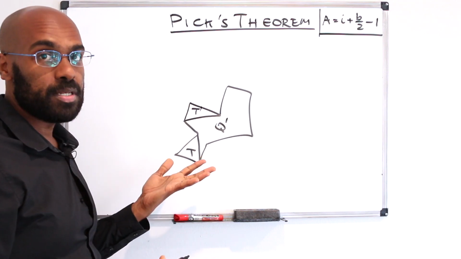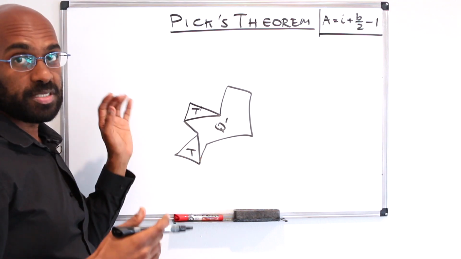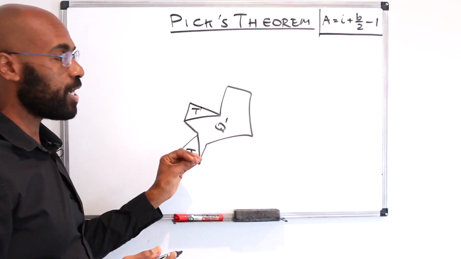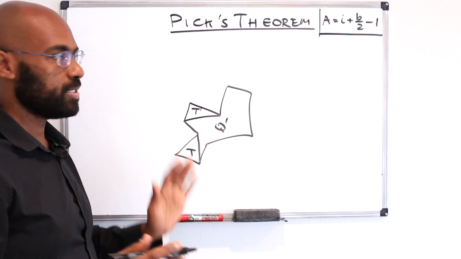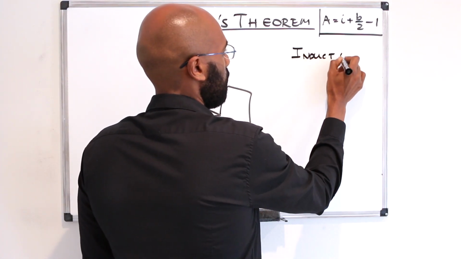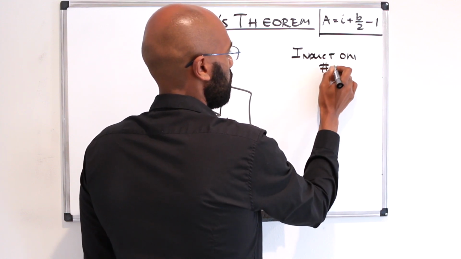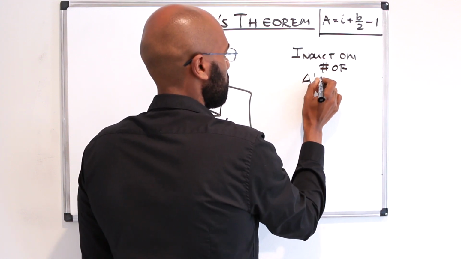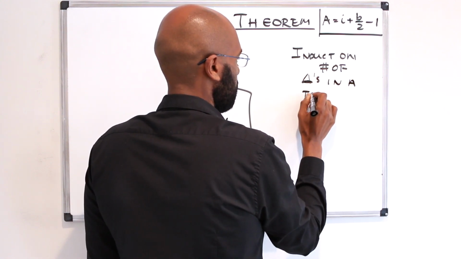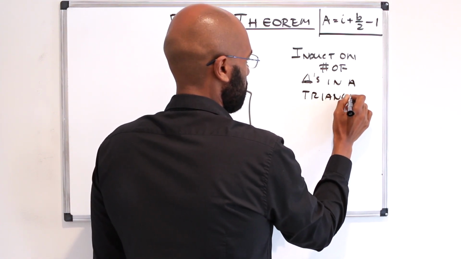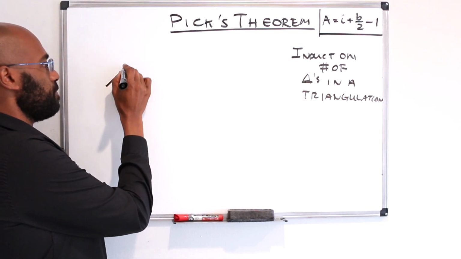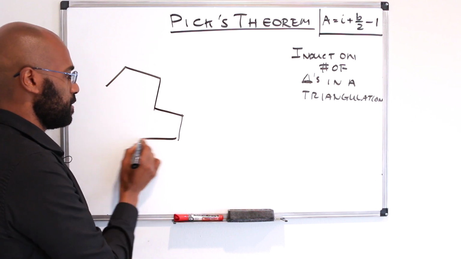Now this process can be done by induction. Instead of doing this iteratively downward, we can induct on the number of triangles in a triangulation, so that we just have to do one step. So here we're going to induct on the number of triangles in a triangulation of your given polygon. Let's say you had a polygon P that looks something like this.